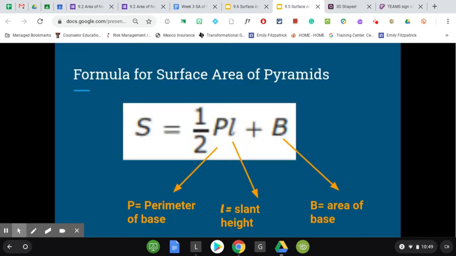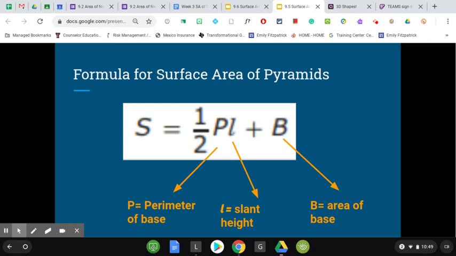So here's our formula for the surface area of pyramids. We have 1/2 PL plus B. There are two formulas. There is one for lateral and there's one for total, but we're just going to focus on the total. But if you're wondering, the lateral is just the surface area without the base. So if you're thinking of a pyramid, it would just be the area of the faces minus the bottom, the part that it's sitting on.